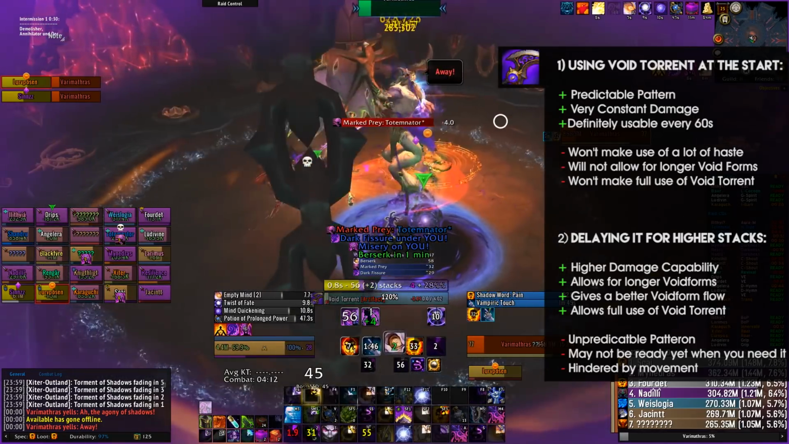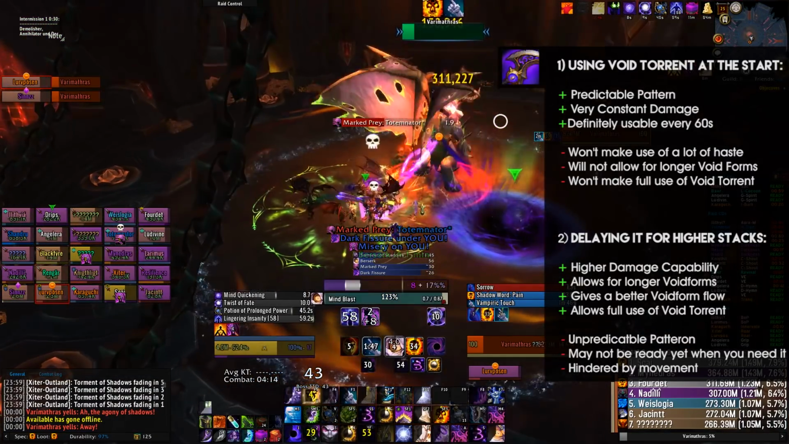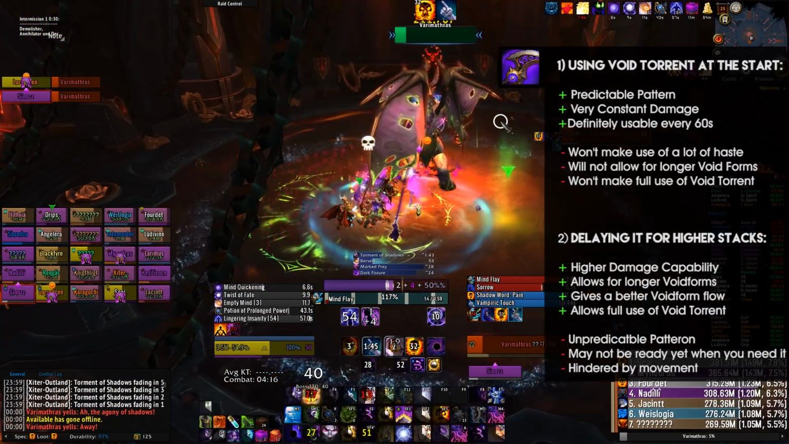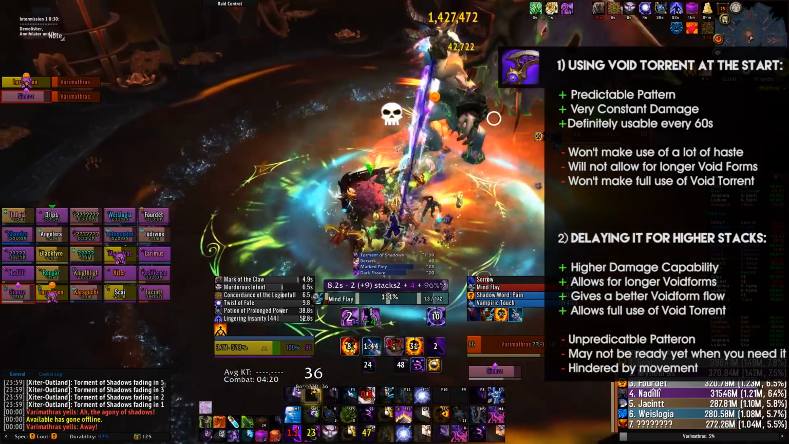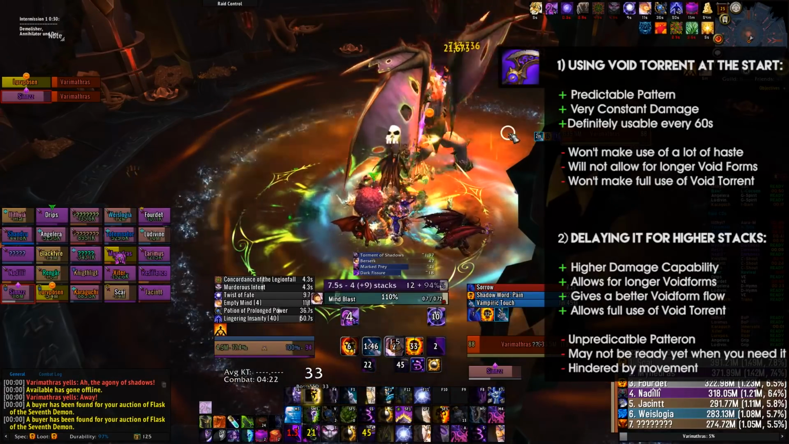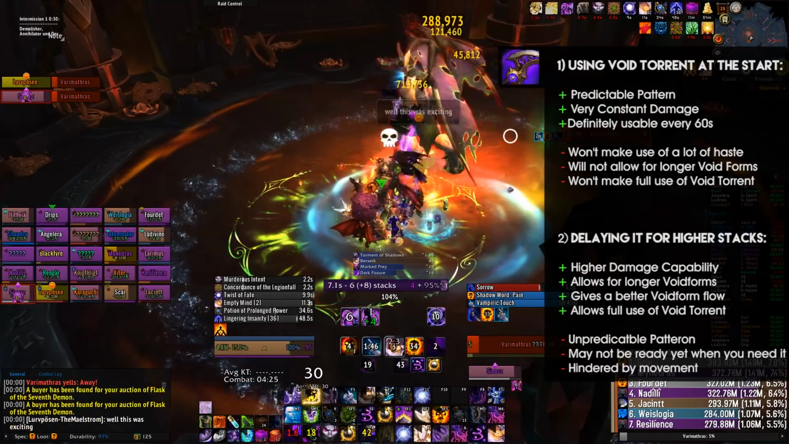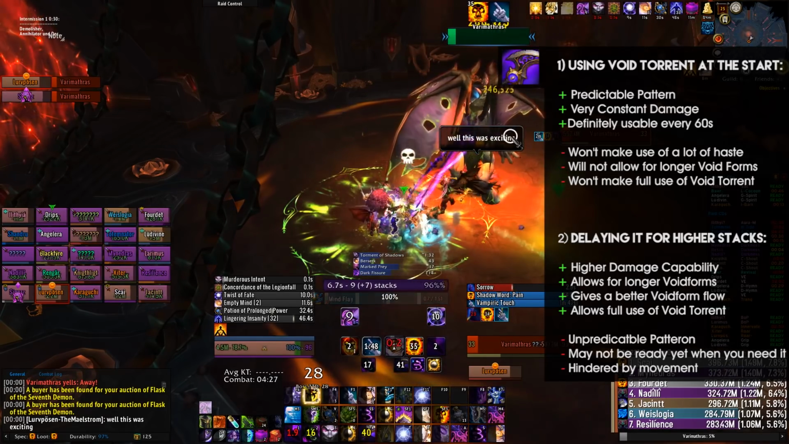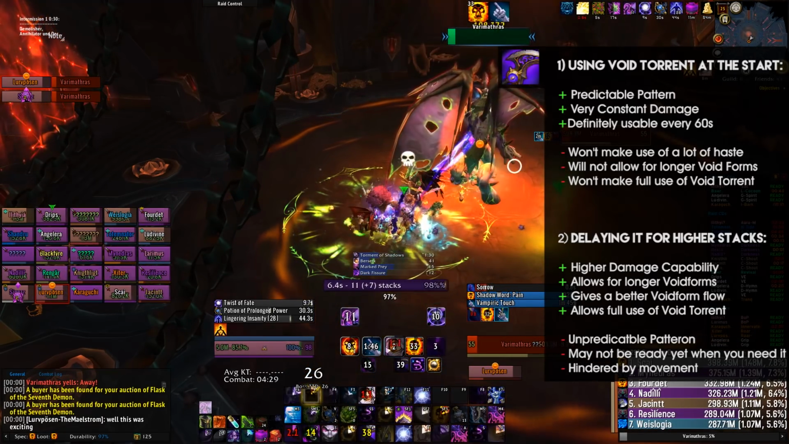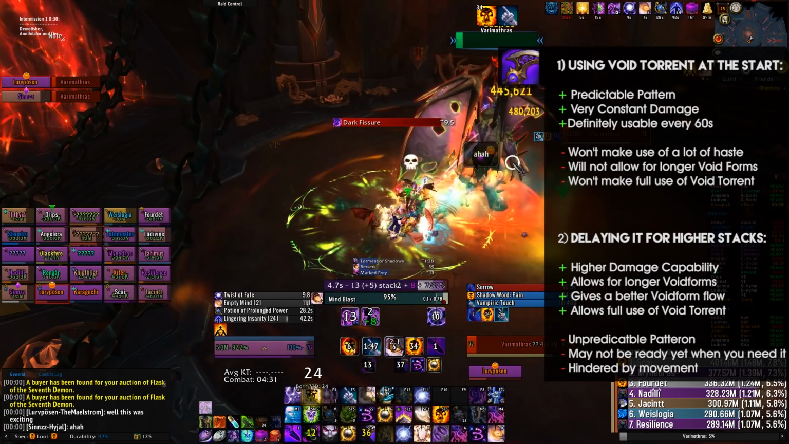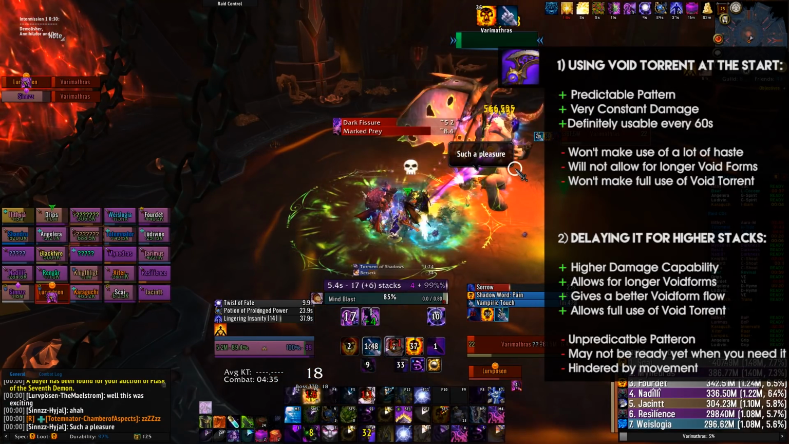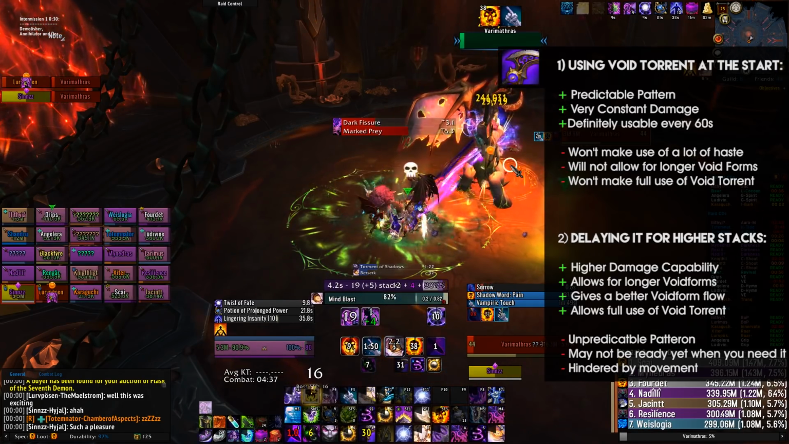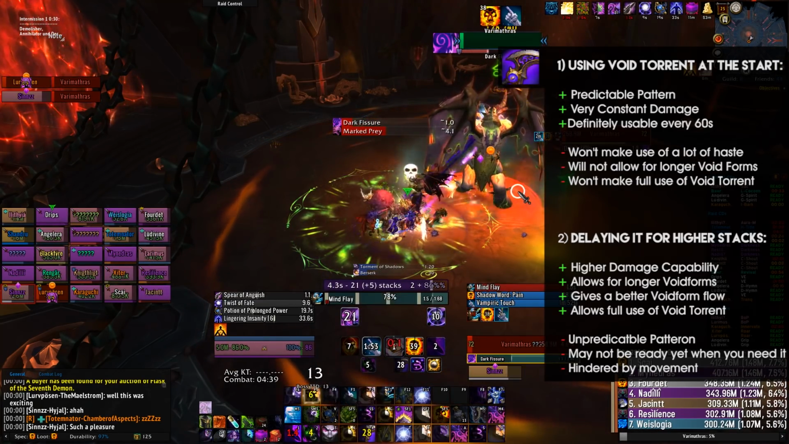The negative aspect of this use of Void Torrent, however, is that its damage output will be somewhat unreliable. Should you be able to save your Void Torrent until 50 Void Form stacks in one Void Form, you will not be able to use it until around 40 to 50 stacks in your next Void Form again, which means that if you have to move frequently, or you get interrupted during casting, or you need to target switch, you will run the risk of not having your Void Torrent ready when you need it to be, thus falling out of Void Form and breaking the cycle you have recently established.